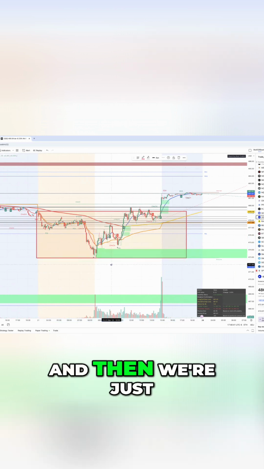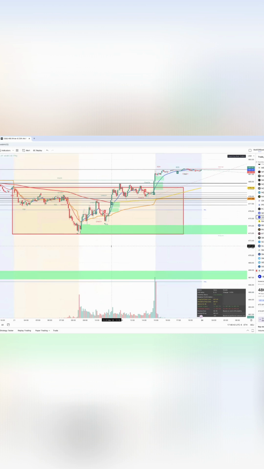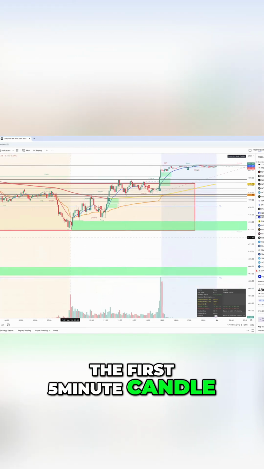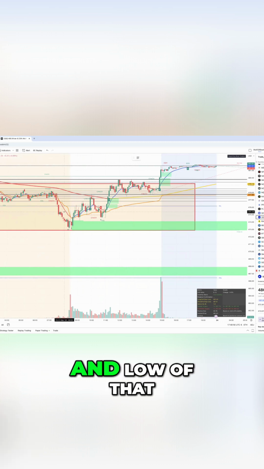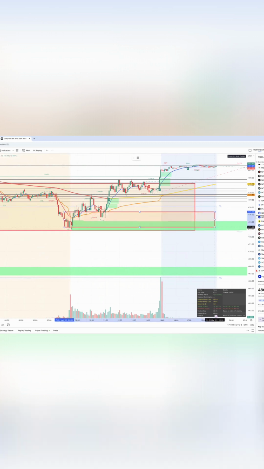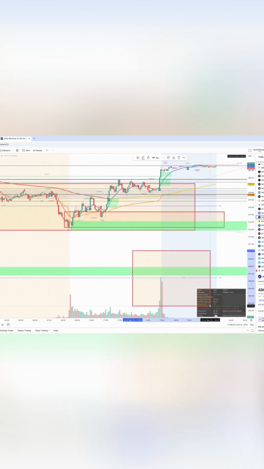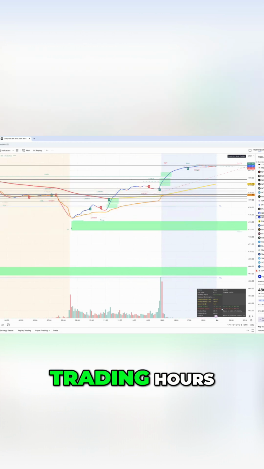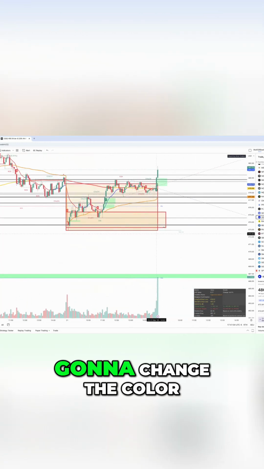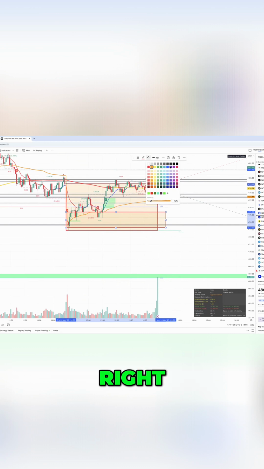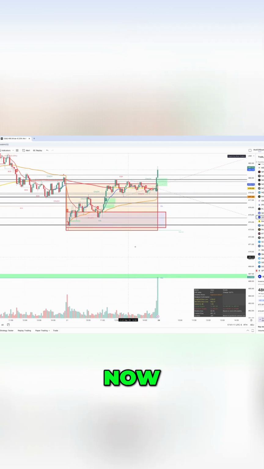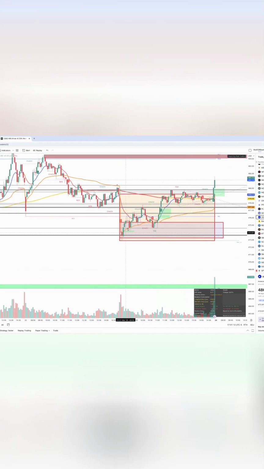So we grab that, and then we're just going to grab, while we're in here, the first 5 minute candle, which is here. Want to grab the high and the low of that. High, low. Flip back to regular trading hours. We're going to change the color of this box to something, right? You can do purple. So now we have our VWAP here.